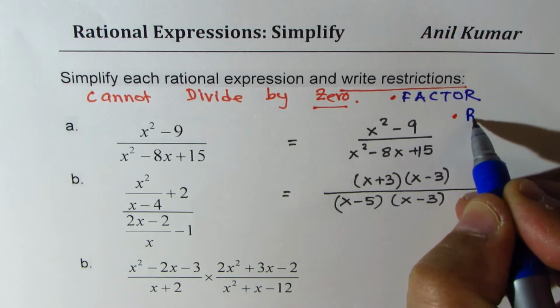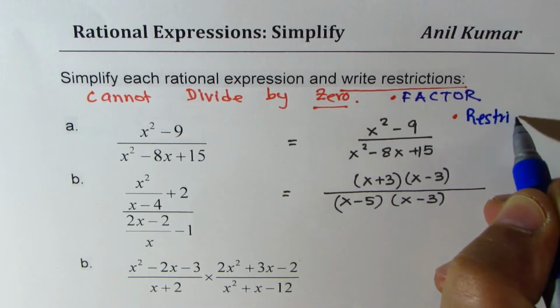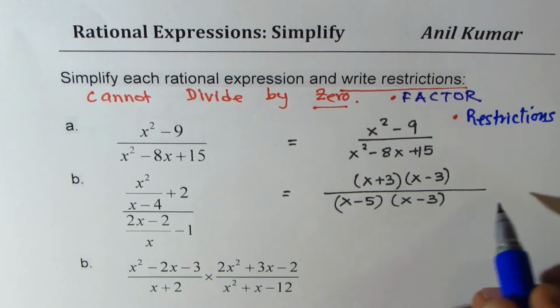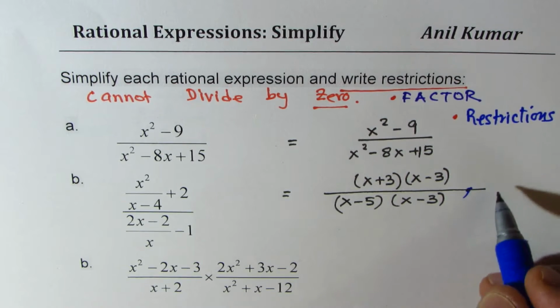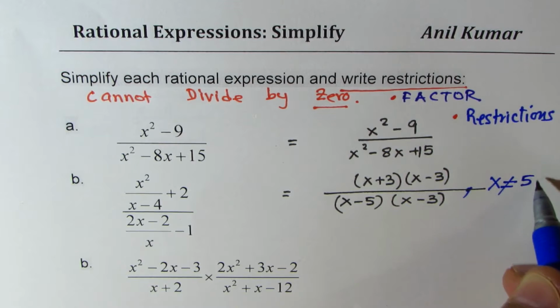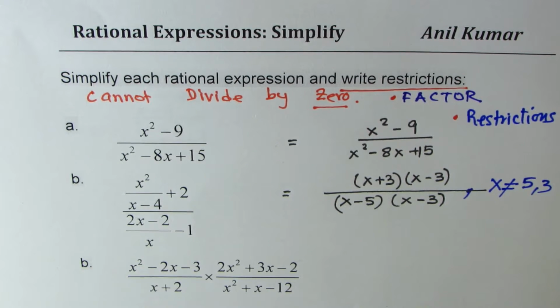So restrictions are what? That denominator cannot be 0. So we get two restrictions here. One is that x is not equal to 5. The other is it is not equal to 3. So these are the two restrictions. Once you get restrictions, then the next step is to simplify.